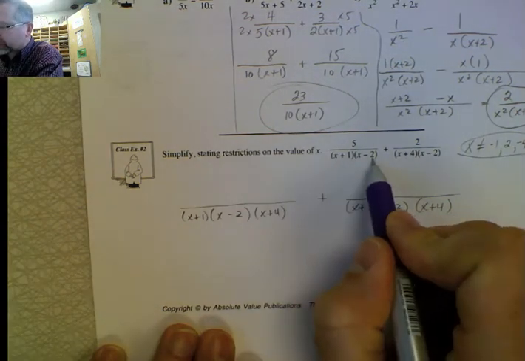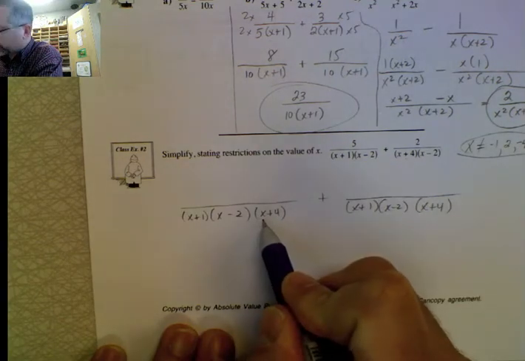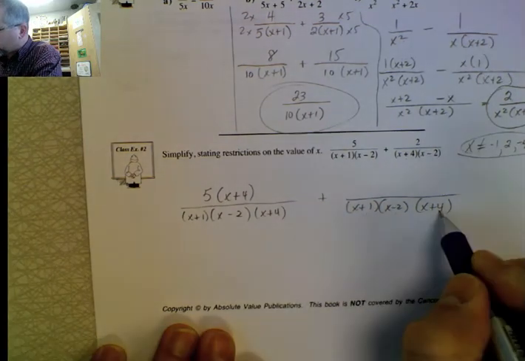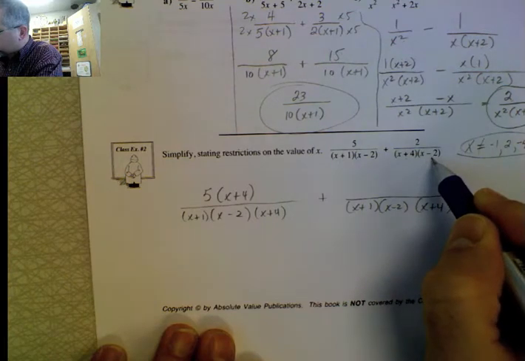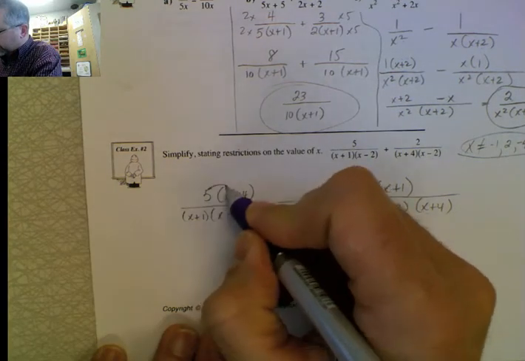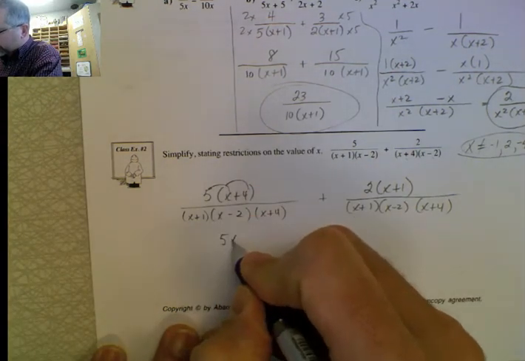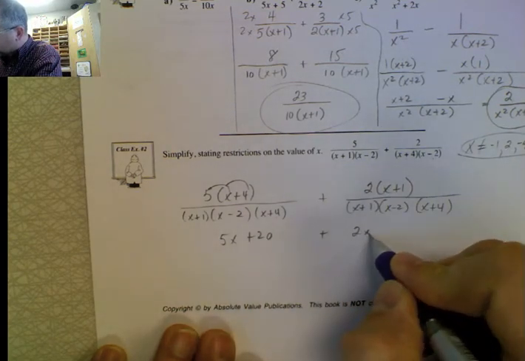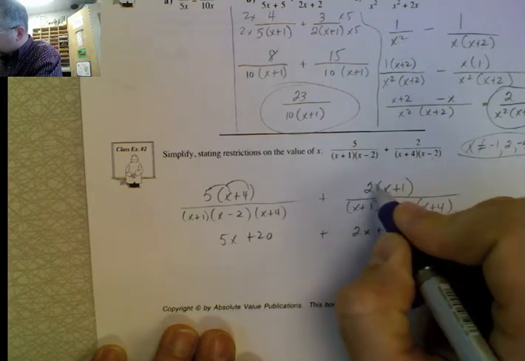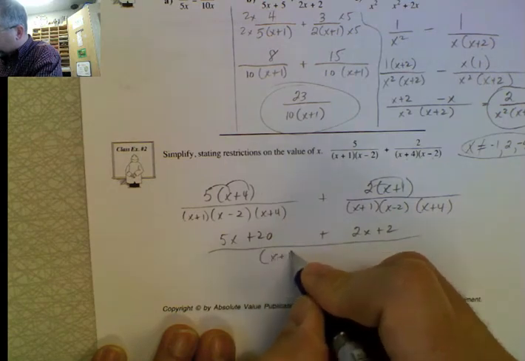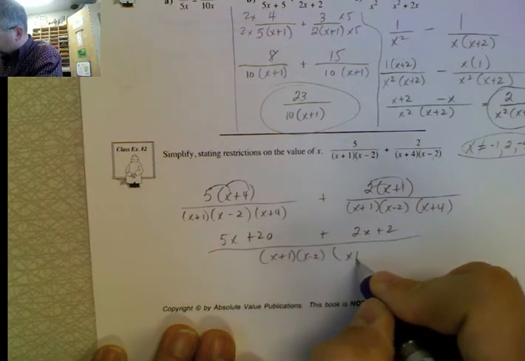Now, if I look at my first denominator and compare it with my common denominator, I have to multiply the numerator by x plus 4. And if I compare my denominator in the second fraction with the denominator I have in the first fraction, I have to multiply my numerator by x plus 1. So now I need to distribute. 5 times x is 5x. 5 times 4 is 20. 2 times x is 2x, and 2 times 1 is 2. Don't forget to multiply by both terms. This is all over our common denominator.